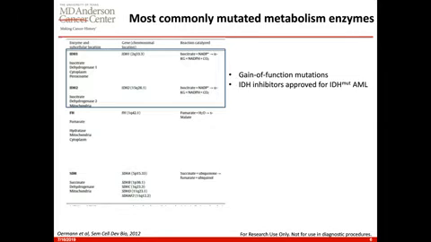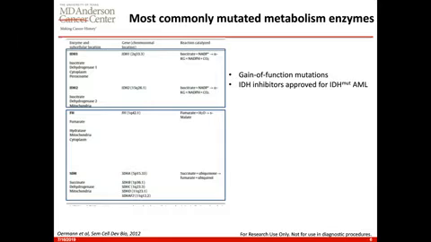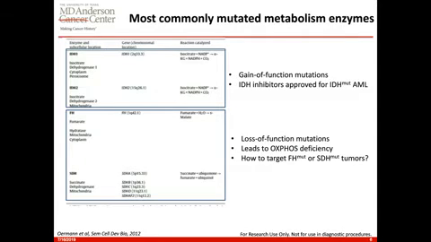For tumor suppressors, FH and SDH, these are two enzymes similar to IDH. These are in the TCA cycle. So these two enzymes actually have loss of function mutations, not gain of function mutations, in tumor. These loss of function mutations cause OXPHOS deficiency, because these are tumor suppressors. We cannot directly target FH and SDH. And how do we target FH-mutated or SDH-mutated tumors?